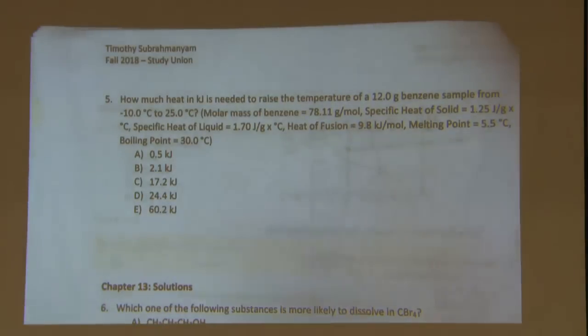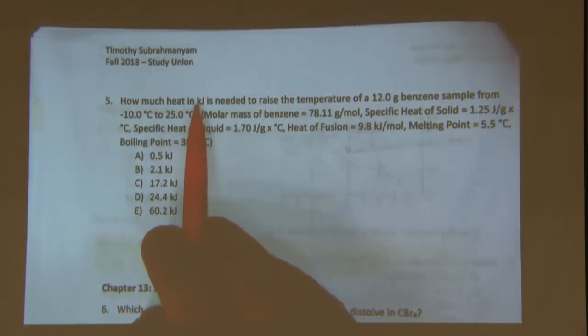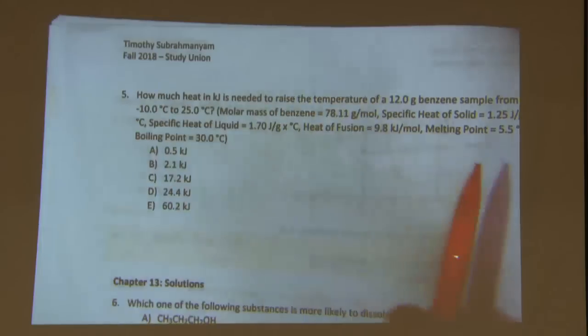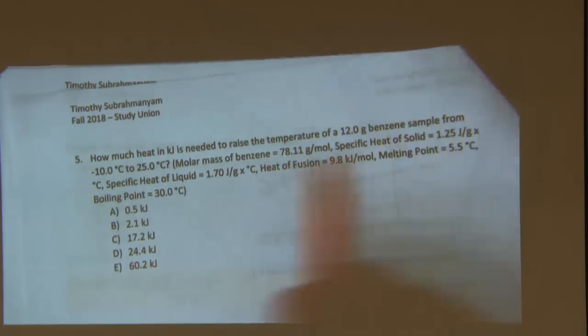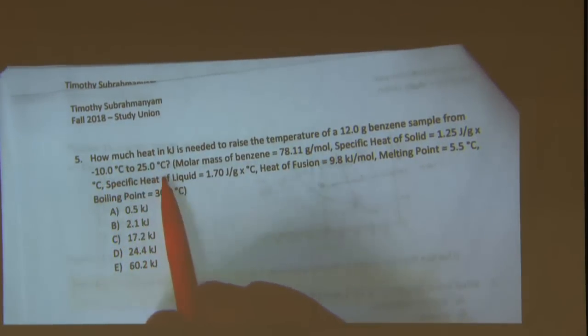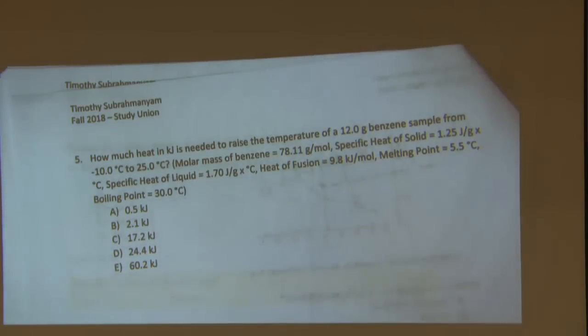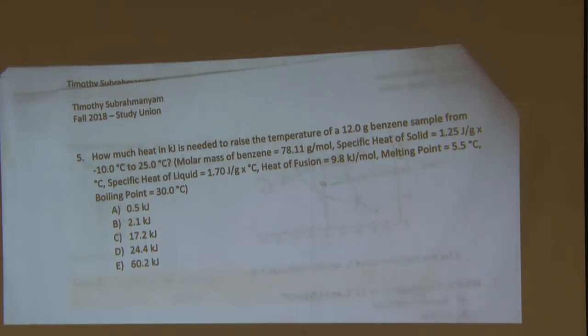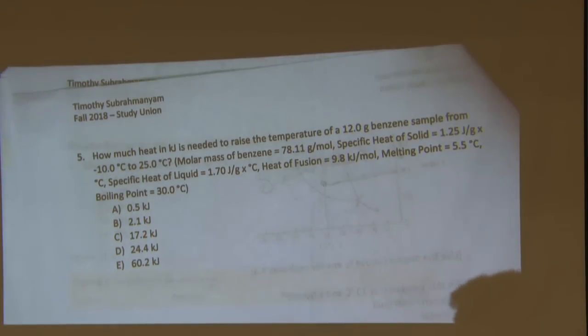So here this question says, how much heat in kilojoules is needed to raise the temperature of a 12-gram benzene sample from negative 10 degrees Celsius to 25 degrees Celsius? So how much heat is needed to go from one temperature to another? What kinds of questions did we see that talked about that? You don't have to raise your hand, just shout it out. The melting curve for water, like the melting diagram.